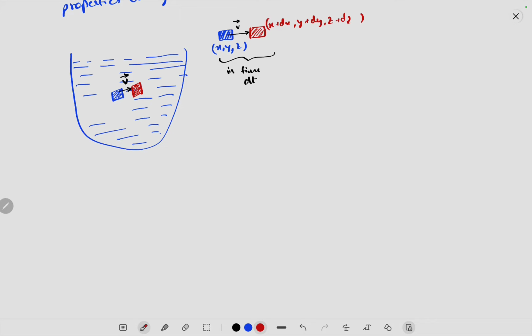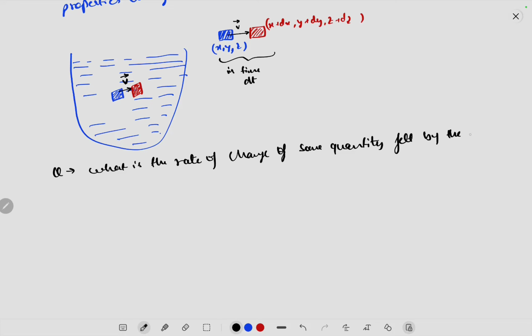All right, so now I'm interested in knowing, so the question is, what is the rate of change of some, let's say, quantity felt by this fluid element.